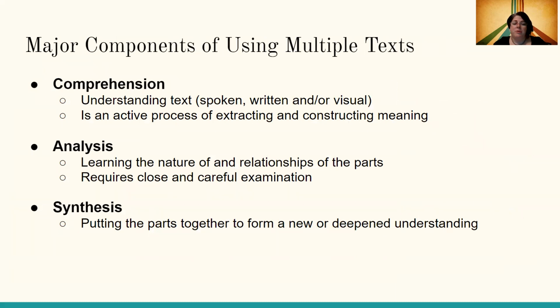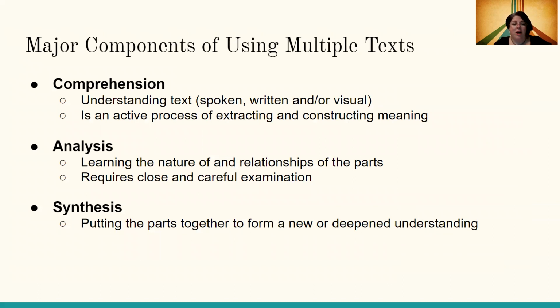So there are three major components of using multiple texts in the classroom. The first is comprehension. So this is basically, how do the students understand each text individually, whether this is a spoken, written, or visual text that we're using. So it's the active process of extracting and constructing meaning. So it's important that they do this on each individual text that we're using before they start to get to the next levels. So the next level is analysis.